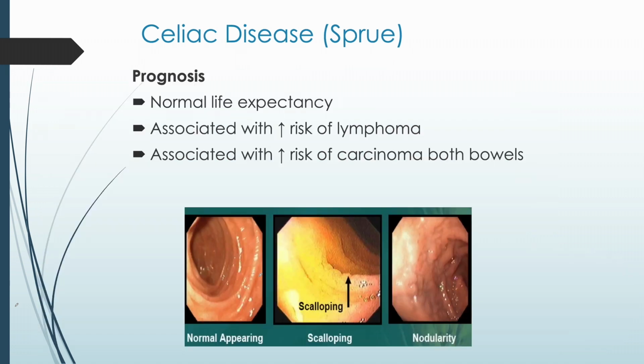Last but not least, prognosis. Nowadays, patients with celiac disease have a pretty normal life expectancy. The 2 main things I want to mention here as far as associated increased risk are an increased risk of lymphoma and an increased risk of carcinoma in both the small and large bowel. So you do have an increased risk of those 2 things, and that's about the extent that I want you to know about prognosis.